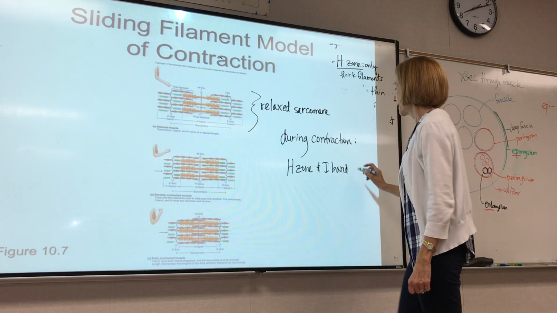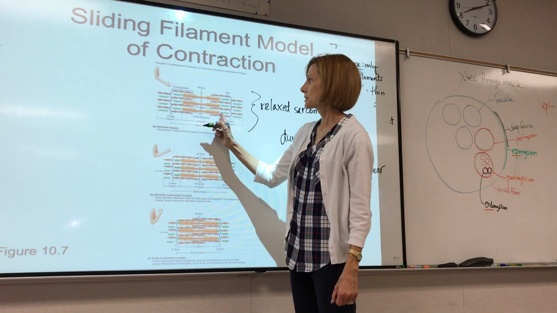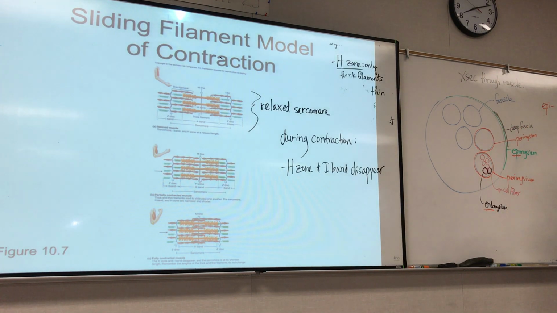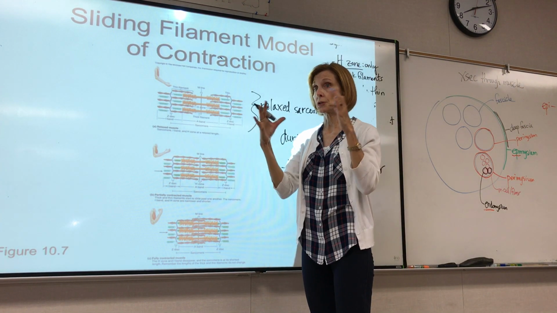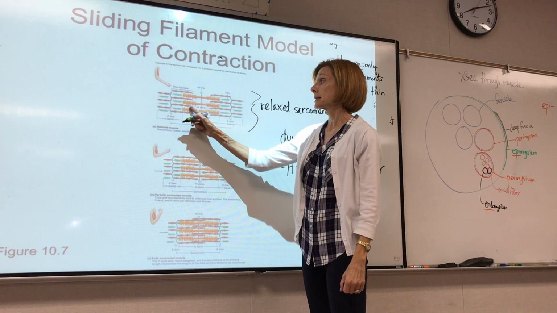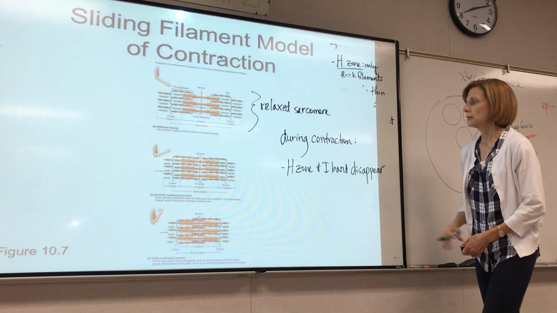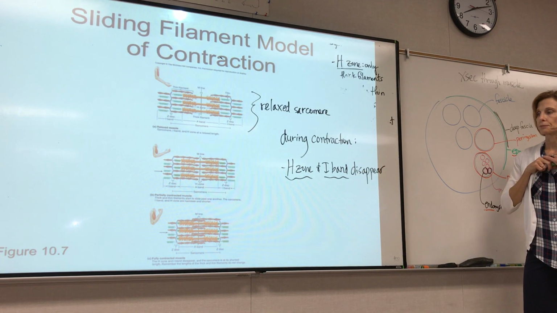And we said that the A band is the length of the thick filament. Is that going to change during contraction? Does it seem like that would change? No, it doesn't, because they just slide across each other. They don't get shorter, they're just sliding. The sarcomere gets shorter, but the individual filaments do not change length, they just slide. So the A band stays the same, whether it's relaxed or contracted. But these two regions will actually disappear in a contracted sarcomere.